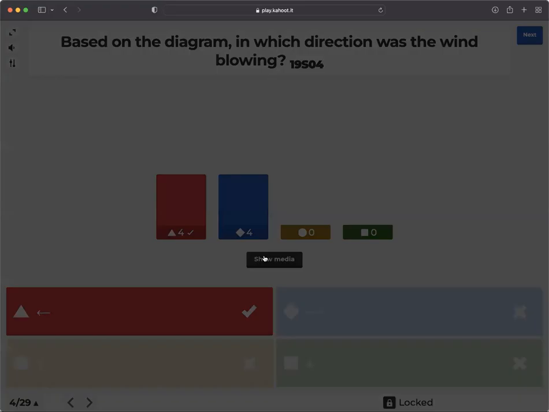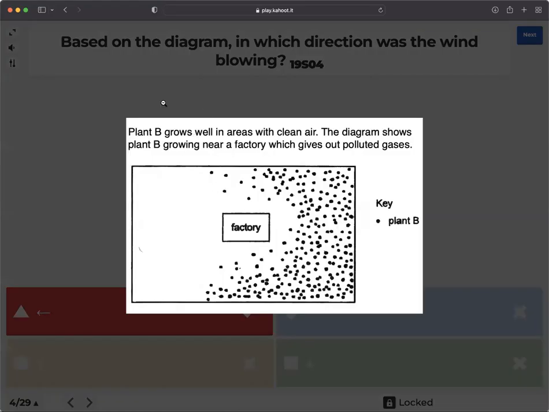4 of you got this correct. So let me explain this to you. Okay, so plant B grows well in areas with clean air. So all these dots are places where there is clean air. So there's clean air here. And factories will usually produce air that is not clean.